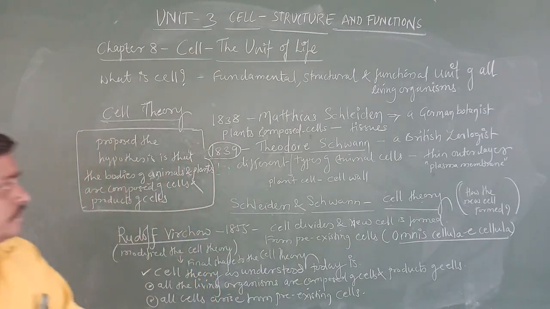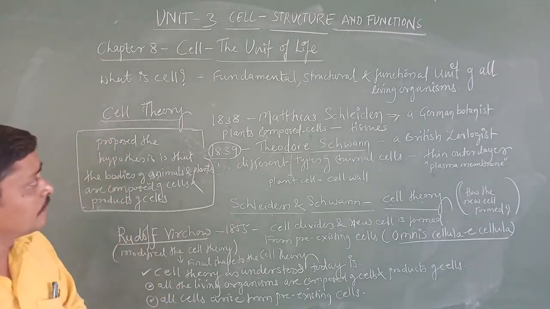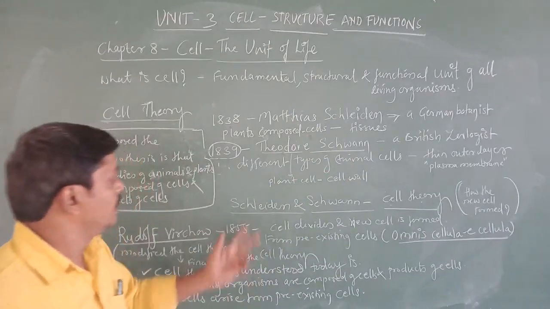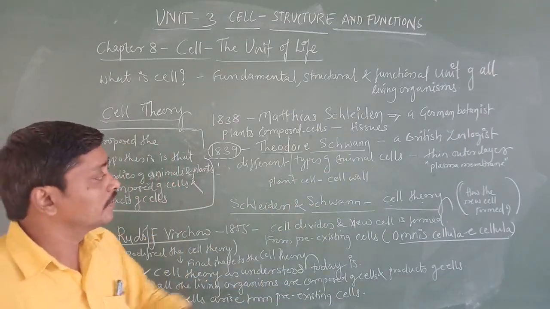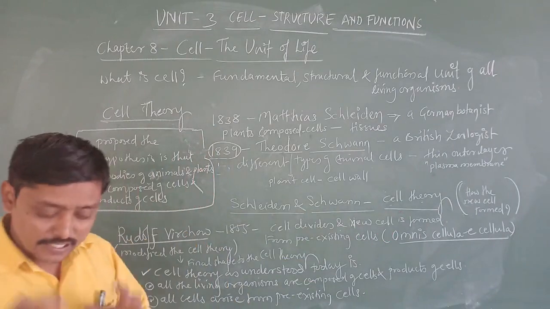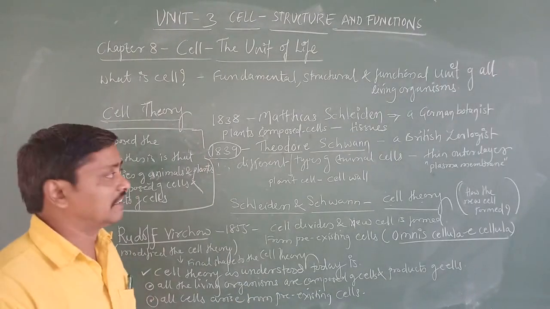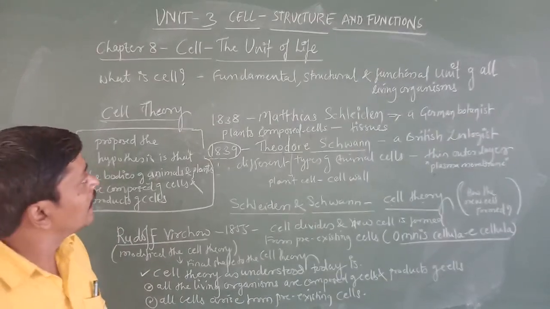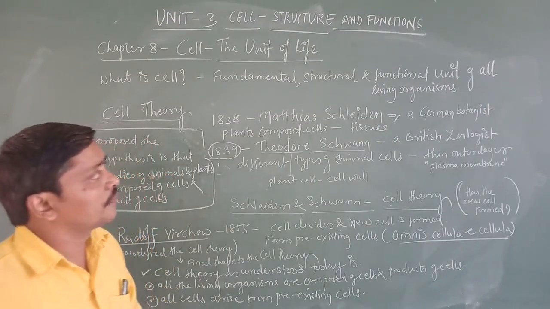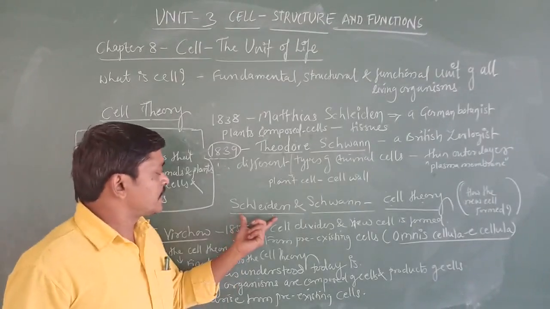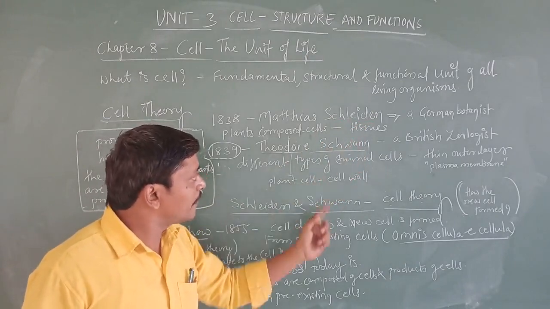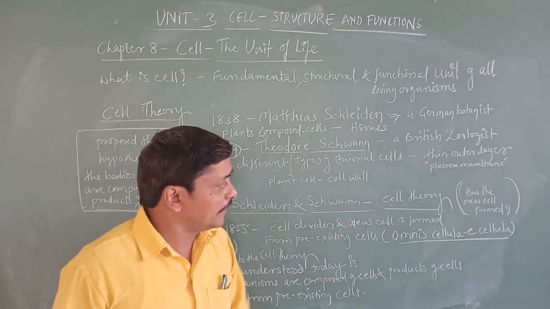And next, what are we going to go for? Then what happened? After this, both Schleiden and Schwann together proposed the cell theory. What is a cell, and in the cell there is a plasma membrane and a cell wall, and the cell is the fundamental structure and functioning of all living organisms. In the sense, Schleiden and Schwann proposed the cell theory.